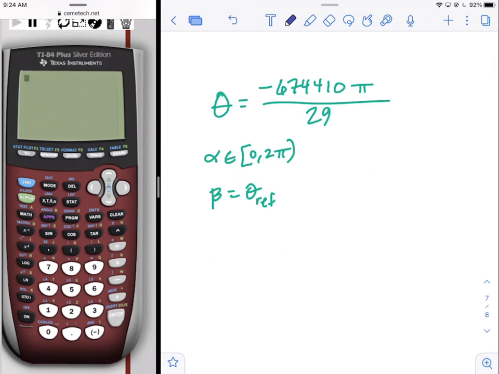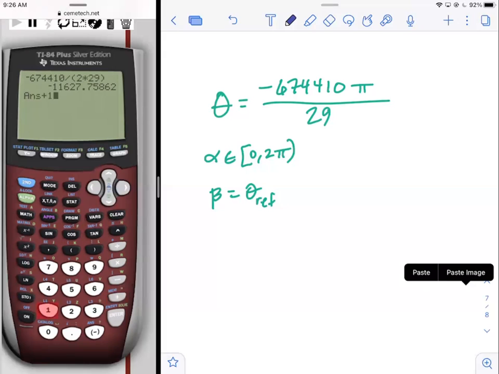I've got a negative angle. It's negative 674410 pi 29ths. So again, we're working just with the coefficient of pi 29ths. So if we type it in, we get negative 674410. You divide it by not 29, but twice 29. Now, if you don't know what twice 29 is, you can do either what Brady said, put it in parentheses and do 2 times 29 like that, or you can divide by 2 and then divide by 29. Either way, it's that many rotations negative.